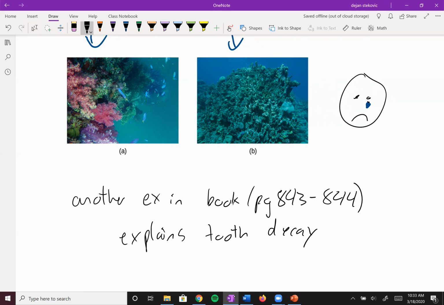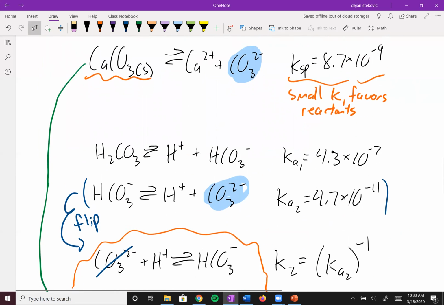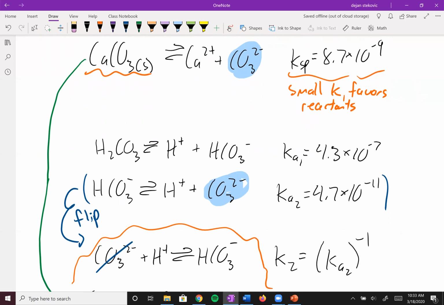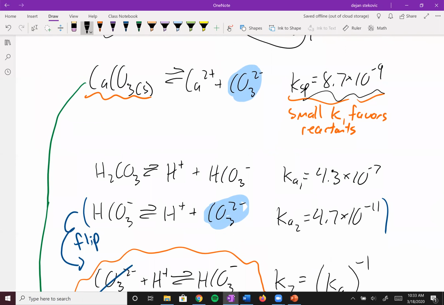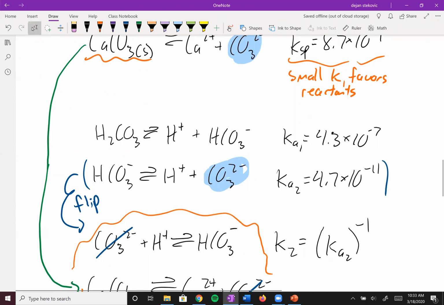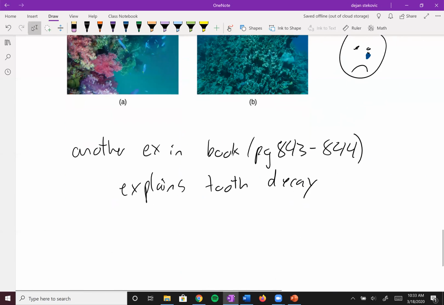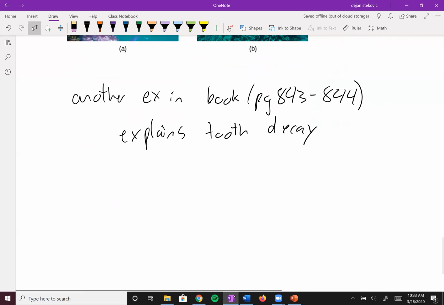So this stuff that you're learning is very applicable, very cool, very important. In the upcoming chapter, thermodynamics, we're going to see why K is what it is. Why is this KSP 4.3 times 10 to the -7? Or my bad, why is this K 8.7 times 10 to the -9? Why are these values what they are? That's what we're going to learn next in thermodynamics.